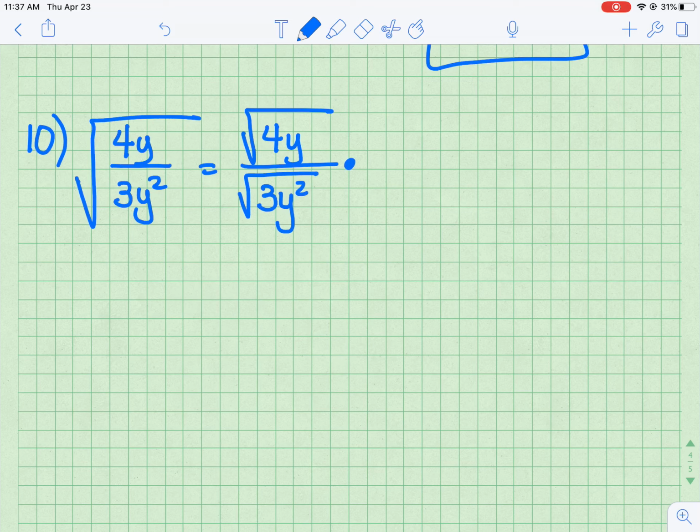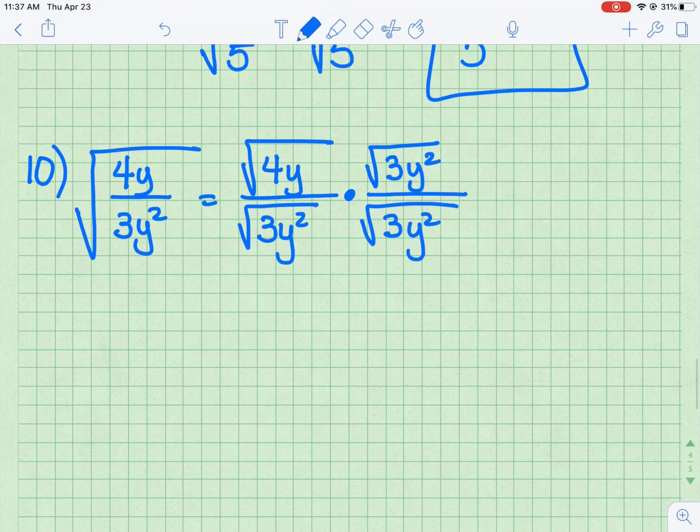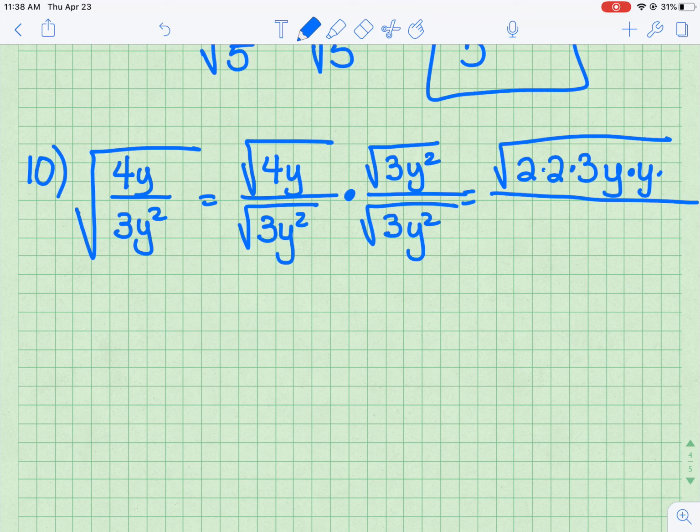Again, how do I do that? I have to rationalize the denominator. So I multiply the denominator by the square root of 3y squared, and whatever I do to the denominator, I have to do to the numerator. And so now when I rewrite the numerator and denominator, I'm going to prime factor anything I can in the numerator. So 4 is going to be 2 times 2. 3 is already prime, and then there's y that was next to the 4, and the y squared that was next to the 3. Okay?